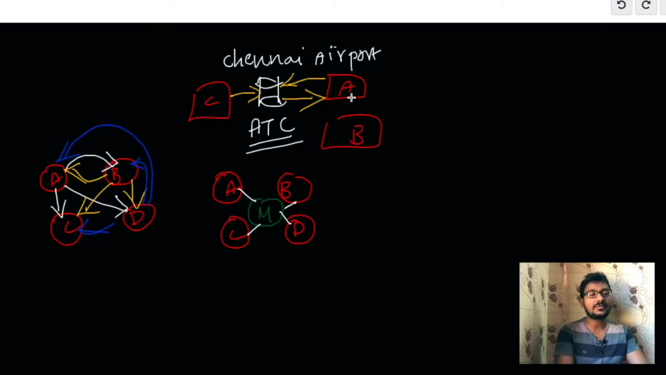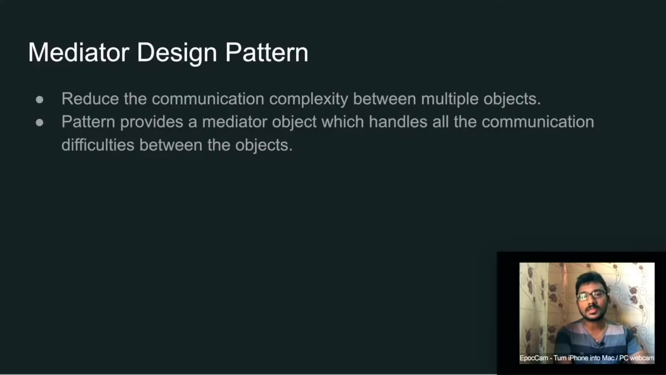Suppose flight A is trying to communicate with flight C and flight B. Since they are flying in the sky, they won't get a chance to communicate with each other because of radio frequency problems like that. If A needs to communicate with C flight and B flight, it just communicates with the ATC, the air traffic controller. That air traffic controller would communicate with the C flight and B flight, get the required information, and then give that information to A.